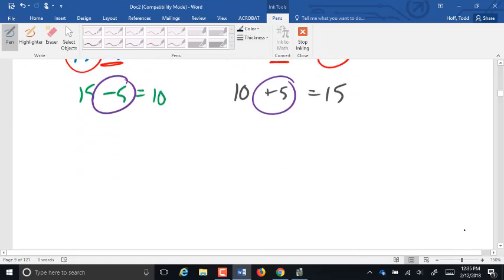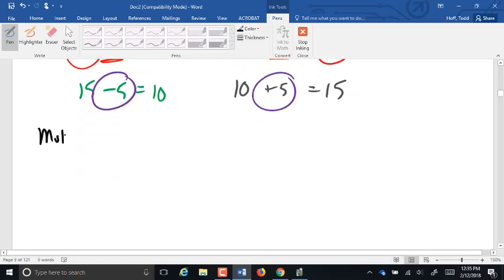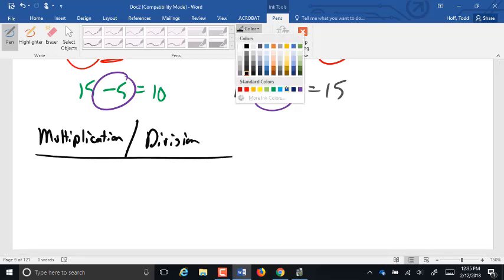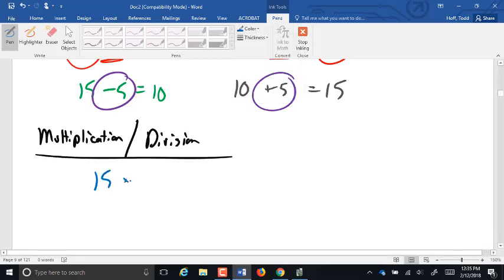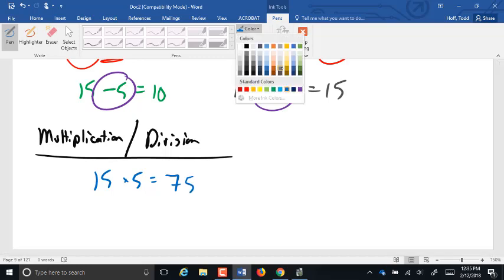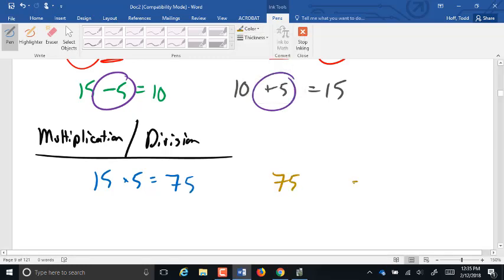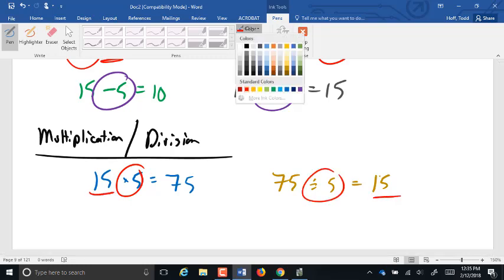Another set of inverses, of course, is multiplication and division. And they work the same way. If we start with 15 and I multiply by 5, what do I get? 75. And if I take that 75 and I want to turn it back into a 15, I would divide by 5. So again, multiplying by 5 and dividing by 5 take us right back to where we started.